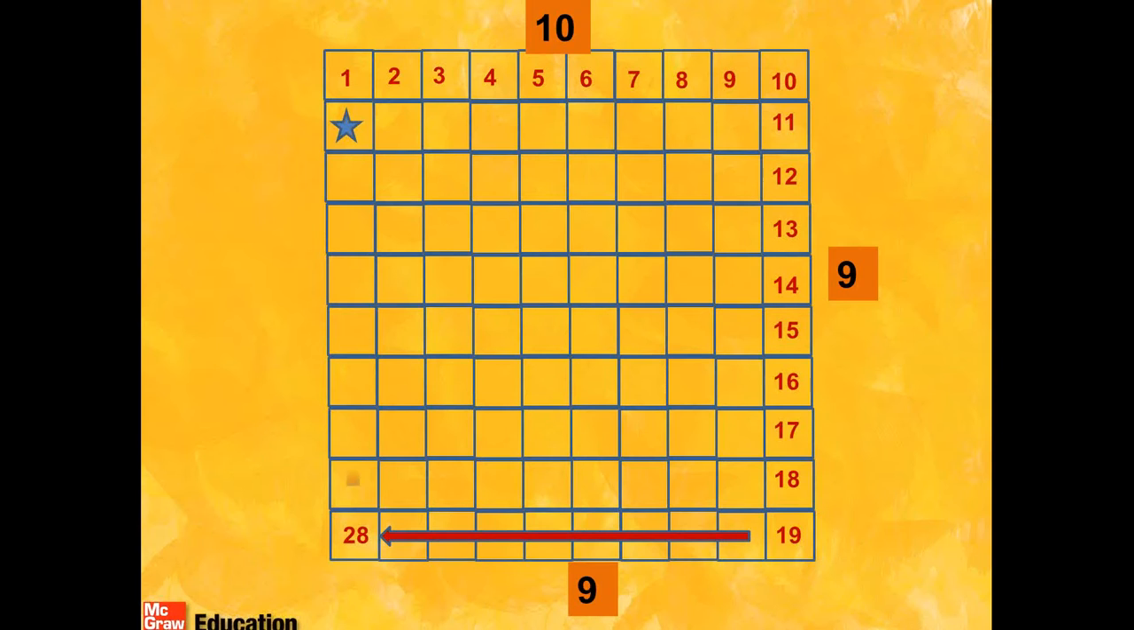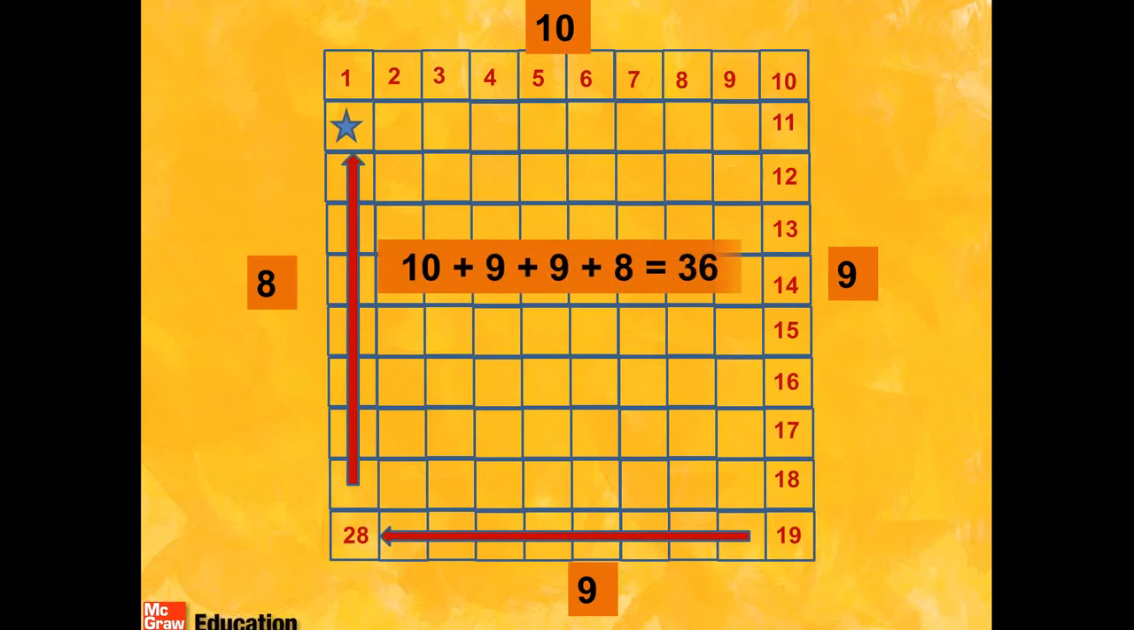How many spaces going up the side to the star? Is 8. And so as we think about that, it's 10 plus 9 plus 9 plus 8 is 36. So it's one way to think of solving the problem, is thinking about the location of each square.